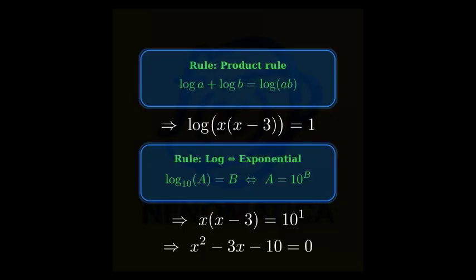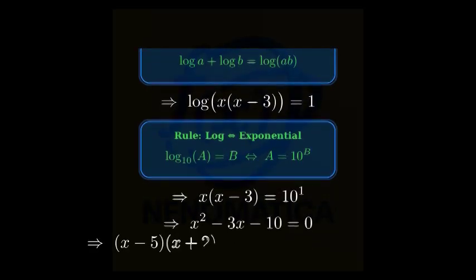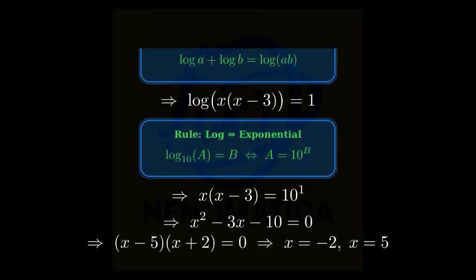Step 5. Factor the quadratic. It factors as (x minus 5) times (x plus 2) equals 0. So our candidate solutions are x equals negative 2 and x equals 5.